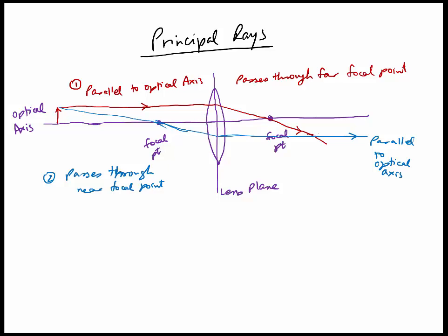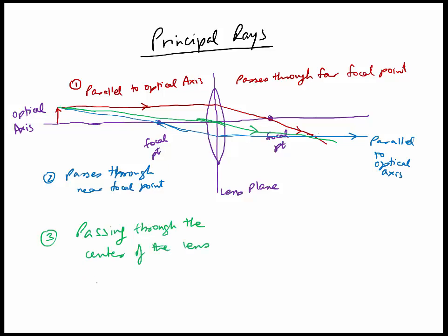And then the third principal ray is going to be one that goes through the very center of the lens. So there will be a ray of light that's emanating from the tip of the object, and it passes right through the center of the lens. And that ray of light, it's a straight line, guys, continues straight without bending. Passing through the center of the lens. This is where the lens plane and the optical axis meet. That's the center of the lens. And the ray of light that's passing through the center of the lens will continue straight without bending.